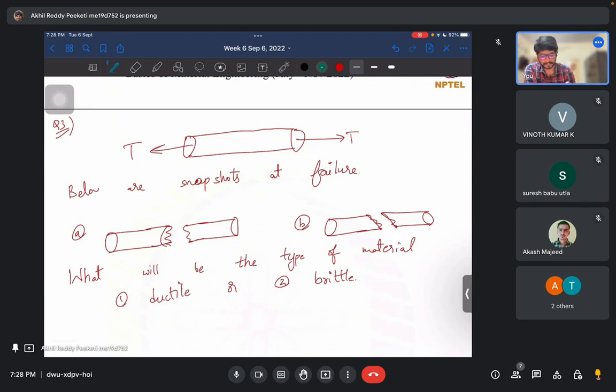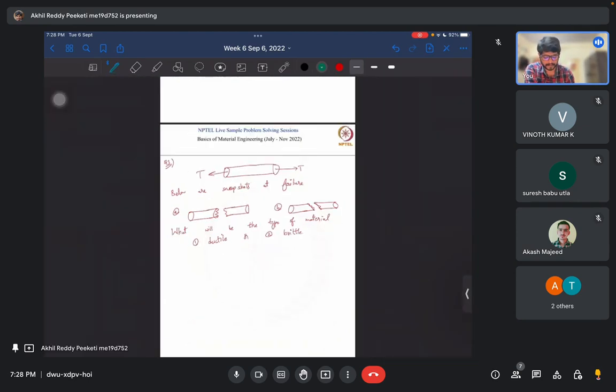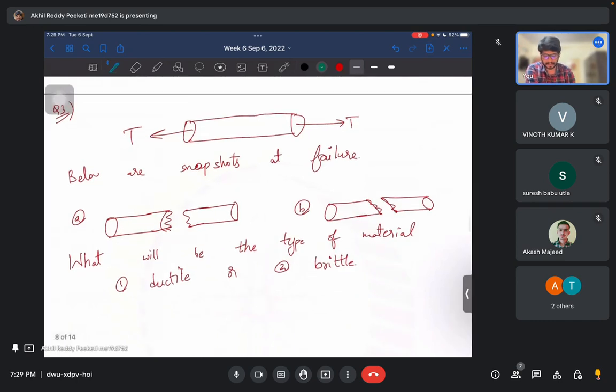We have a circular rod type of sample, and we are doing a tensile test, so there is a T actually on both ends. Now we did this till the failure, and this is how the failure is for sample A and this is how the failure is for sample B. Now based on this, can you tell which material is what type, whether it is brittle or ductile?